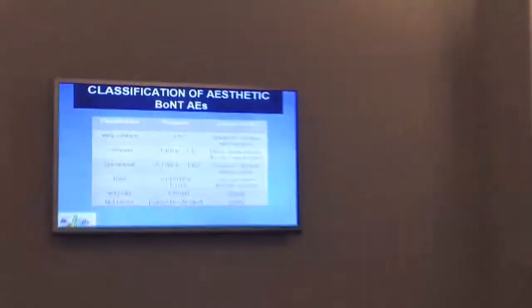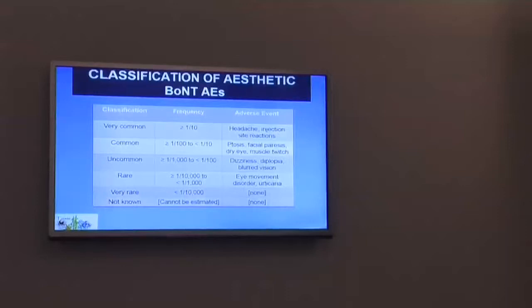This is the European way of classifying the adverse events. The most common adverse events, there's 2 really. One is hematoma, and the other is headache. And headache, of course, is a very strange side effect. But we still get that. And then we have these other ones down here, these different ones. Very, very rare to see something like an eye movement disorder, something like that. Very rare indeed.